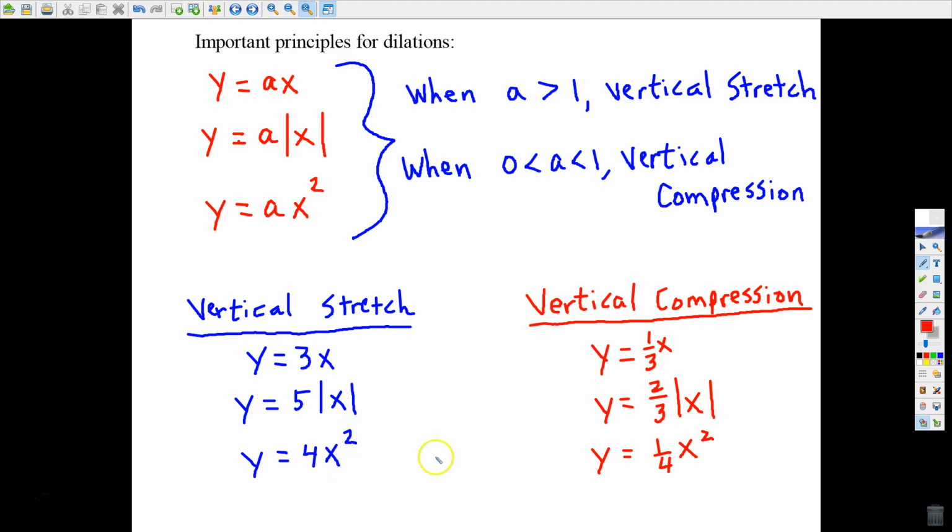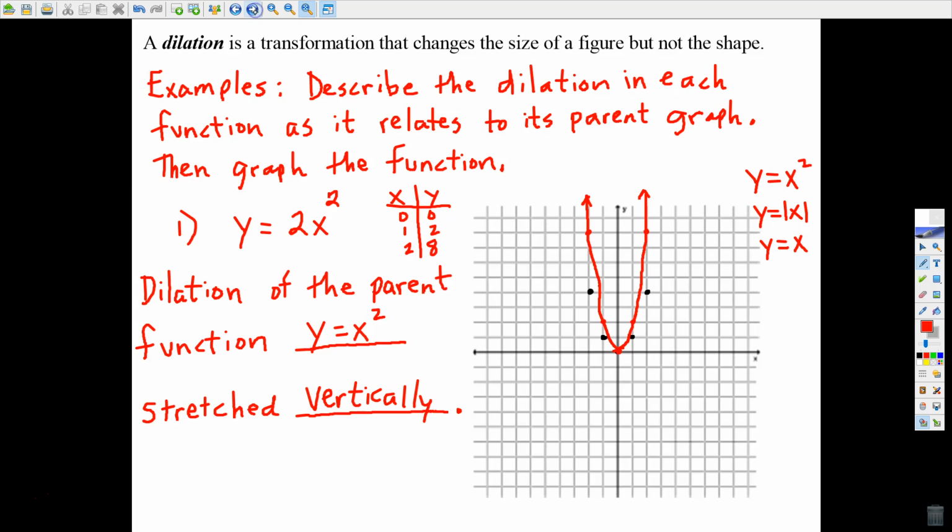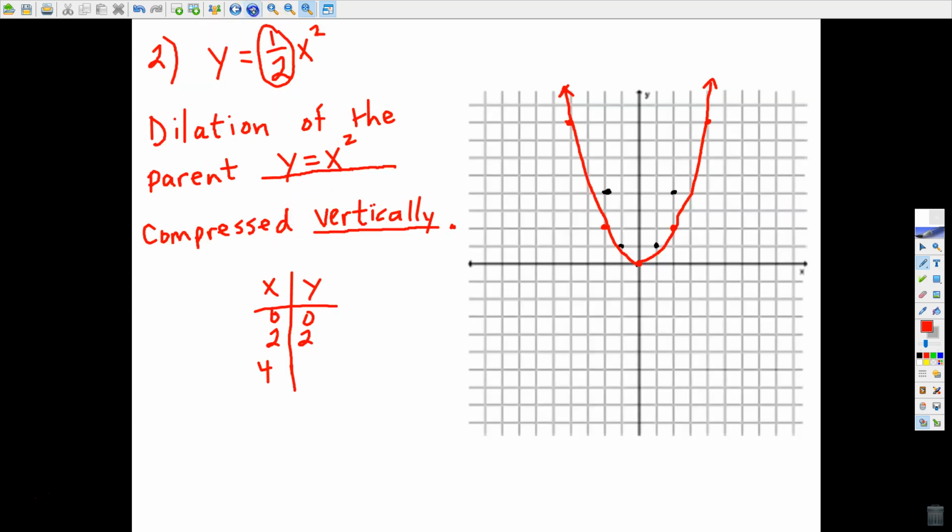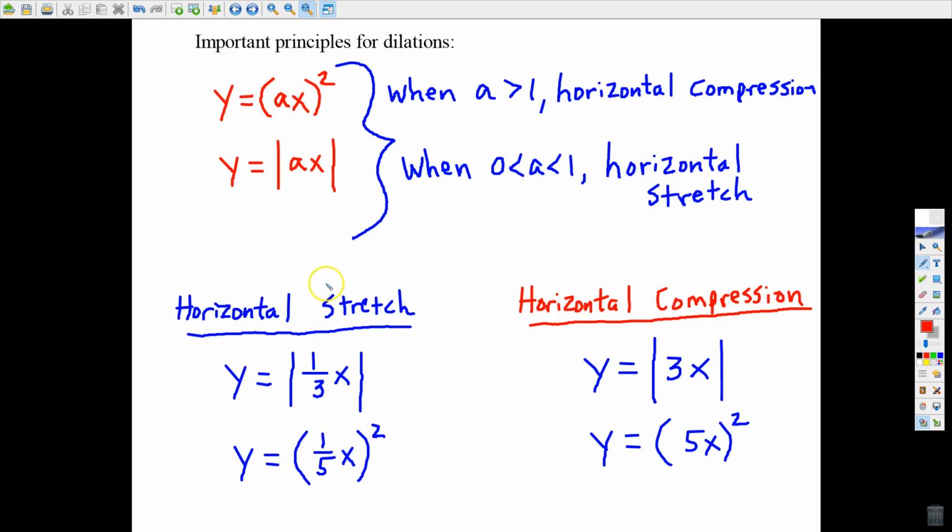We've only looked at the parent y equals x squared, but that's also true for absolute value. Notice that, and also for that linear function. So just wanted to point that out. I'm only using the y equals x squared, but it's true for the others as well. All right, so we've talked about vertical stretch and compression. Now let's talk about horizontal stretch and compression.